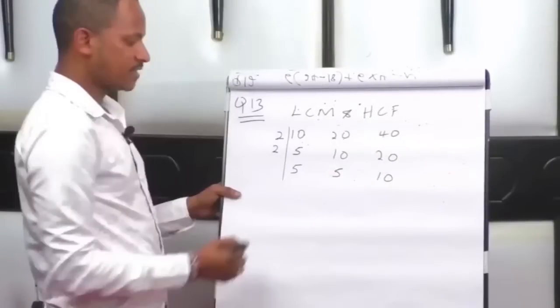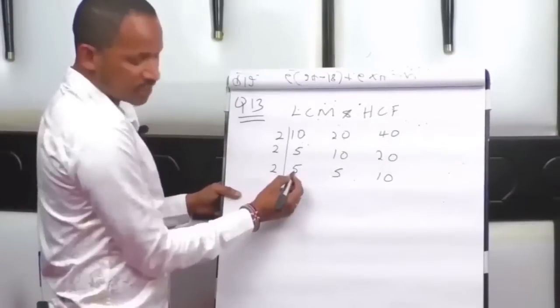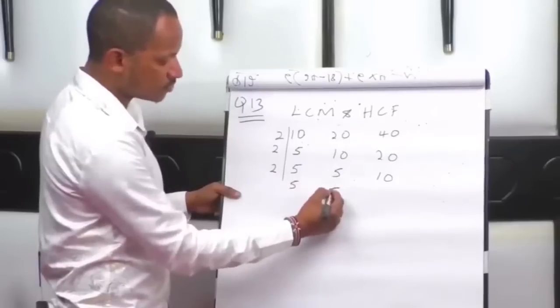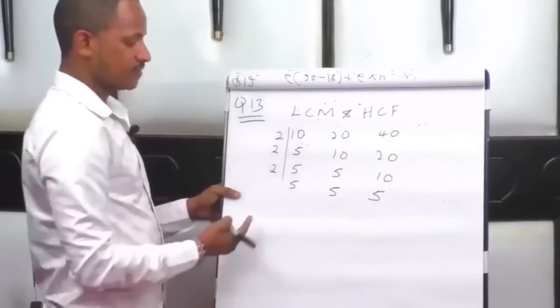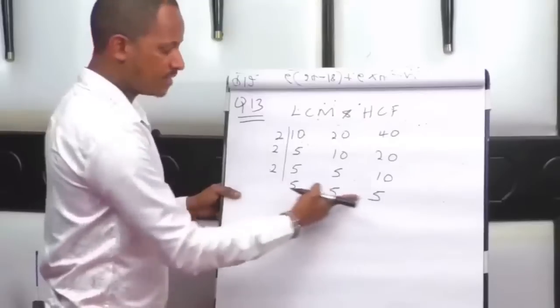Before we go to any other, you do 2 again. 2 can go into 5, but there will be a remainder of 1. Therefore, just drop 5 down. Again, drop 5 down. Then 2 can go into 10, 5 times. So we have a common number here, which is 5.